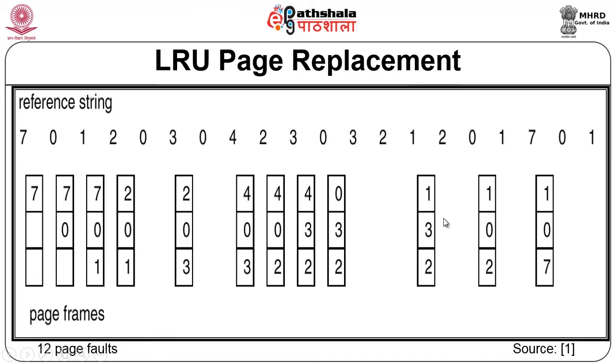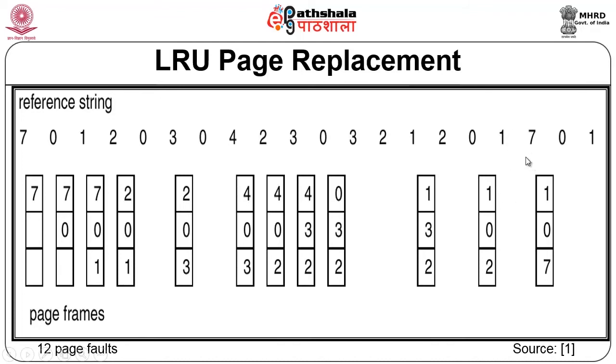And then a reference to 2, it's a hit. Then a reference to 0, not in memory, there is no free frame. Hence, you need to choose the page that was not recently used. So 2 was used, 1 was used, and only before that 3 was used, and hence 3 is removed and 0 is brought inside. And a reference to 1, it is a hit.